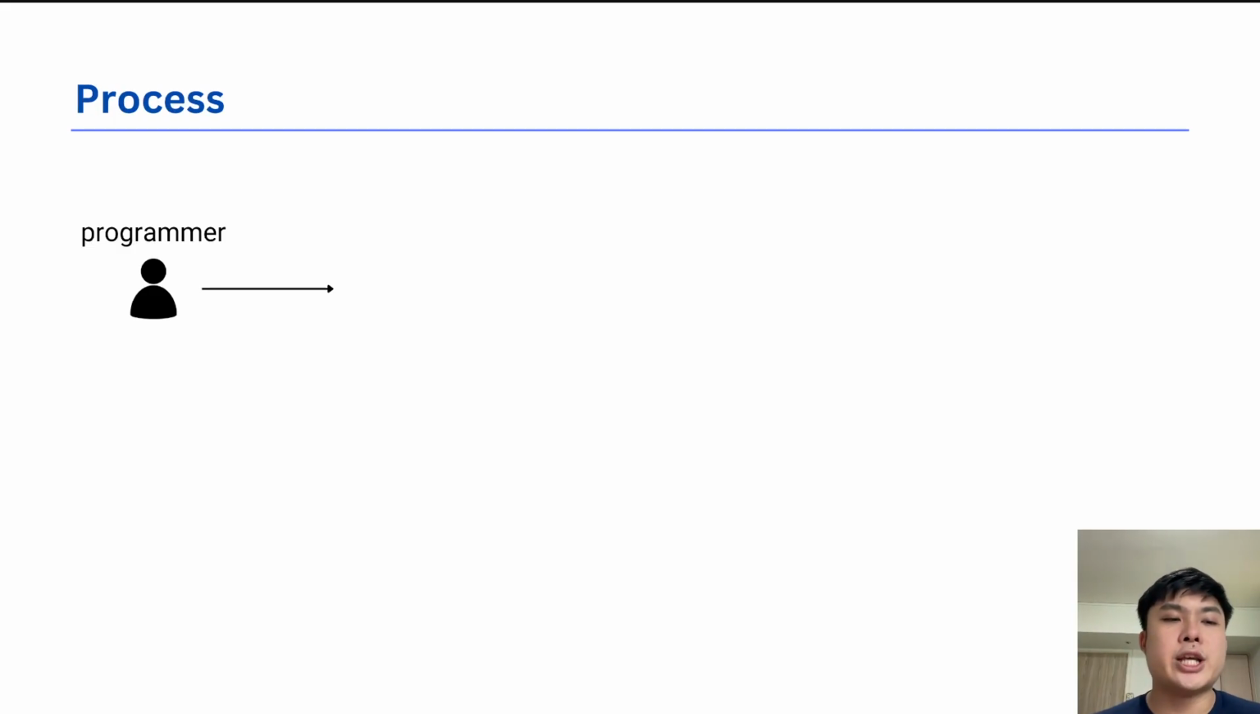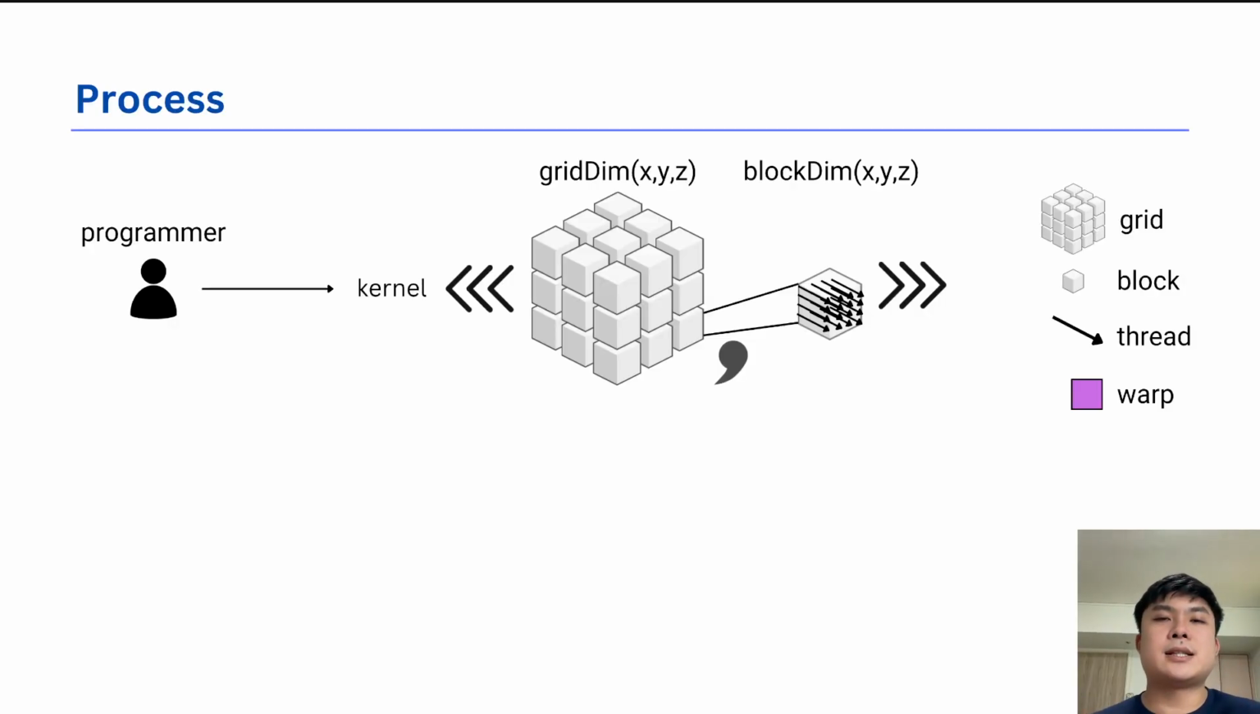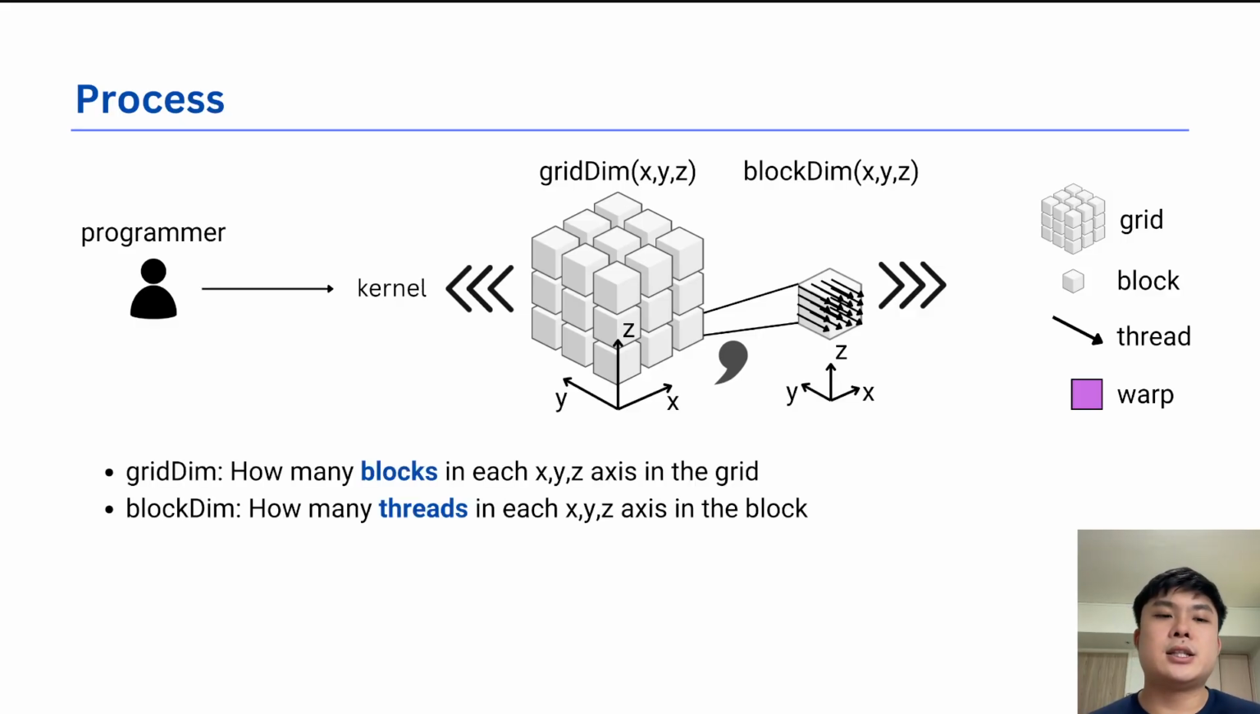So let's talk about the process where a programmer has already defined a kernel function and now wants to call this kernel to run on the GPU. First, he has to specify certain attributes such as the grid dimension and the block dimension. So what exactly is the grid dimension? The grid dimension is the number of blocks in each X, Y, and Z axis, while the block dimension is the number of threads in each X, Y, and Z axis.